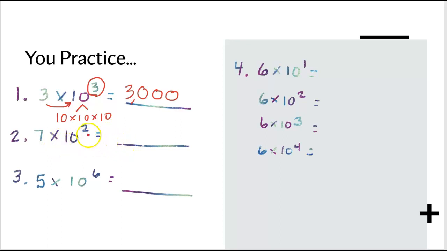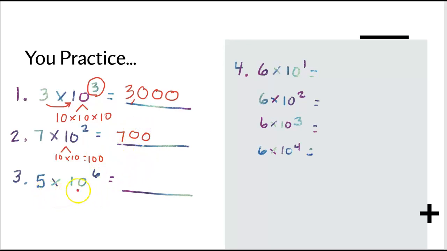7 times 10 to the second. So this is 10 times 10. So I know this is 100. So I have 7 times 100. Well, 7 times 1 is easy. It's 7. And then I place those 2 zeros behind.